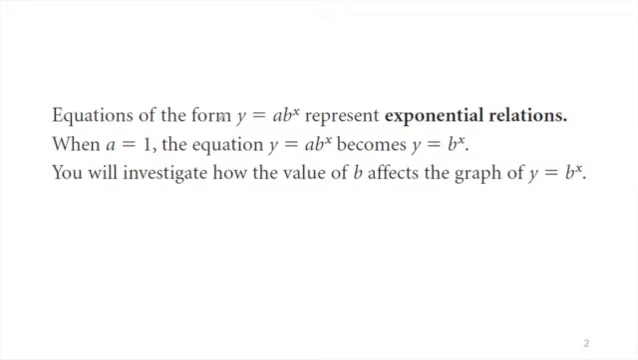So equations of the form y equals ab to the x. As soon as you see an exponent x, not a number, like not squared, squared would be quadratic, you know that it's going to be an exponential relation. When a is equal to 1, the equation y equals ab to the x becomes y equals b to the x, okay? So you don't always have to have that a value there. If it's equal to 1, that's fine. We're going to investigate how that value of b affects our graph of y equals b to the x, okay? So what happens when we change this value of b?